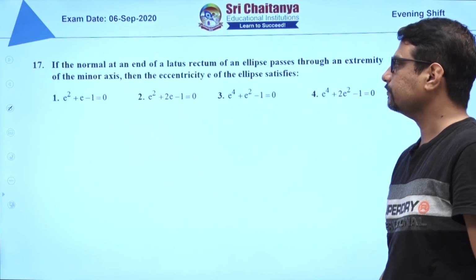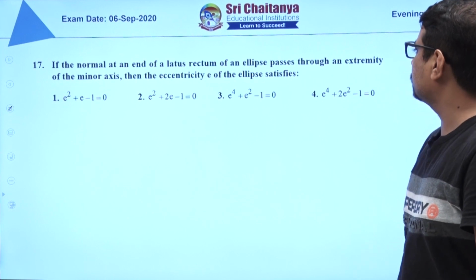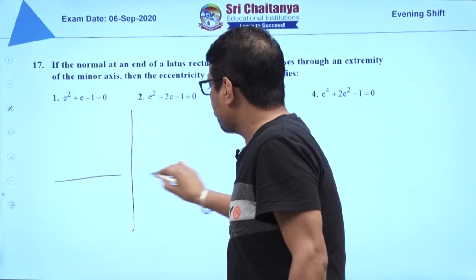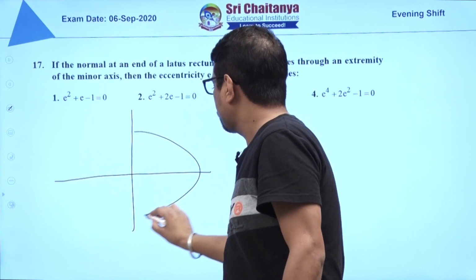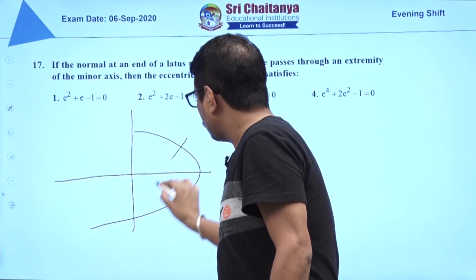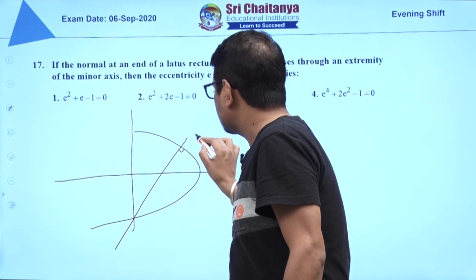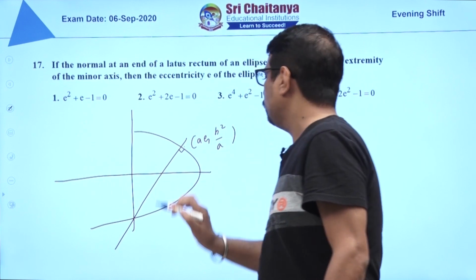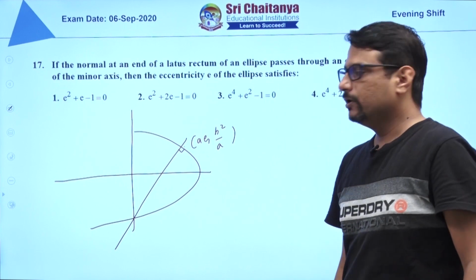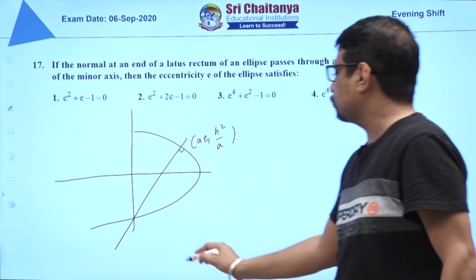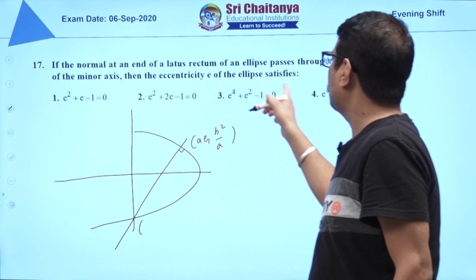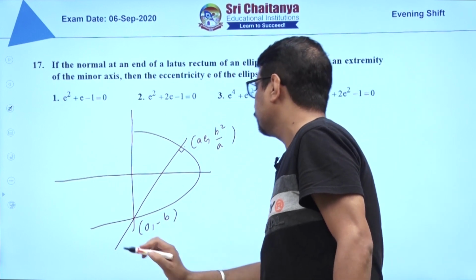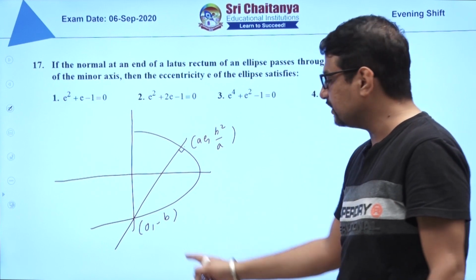Next question. The normal at the end of the latus rectum of an ellipse. So here this is the ellipse. Normal at the end of the latus rectum, this is let us say the latus rectum, ae comma b square by a. We should remember these coordinates. Now this normal passes through the extremity of the minor axis, which will be 0 comma minus b. Let us write the equation of normal and satisfy this point.